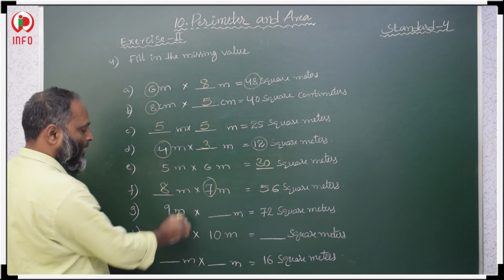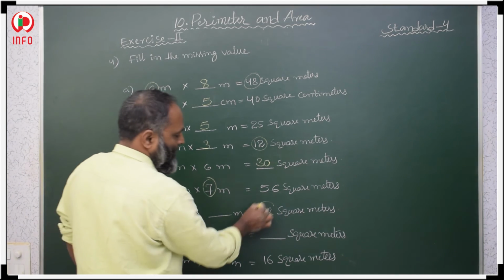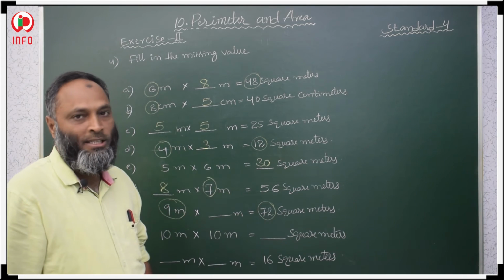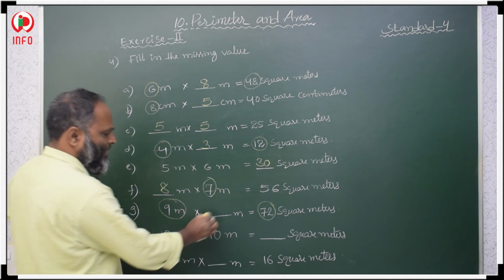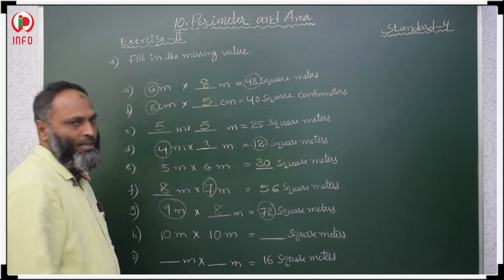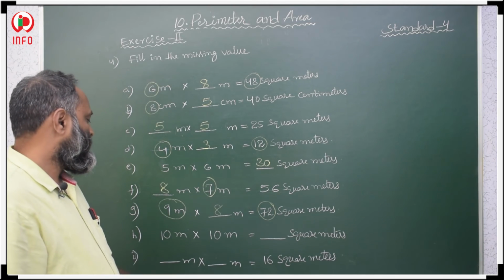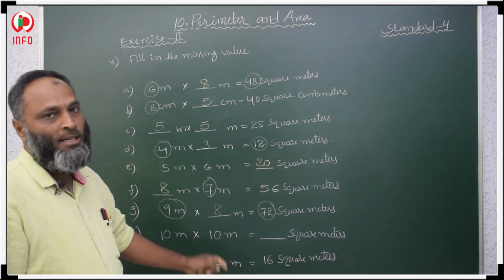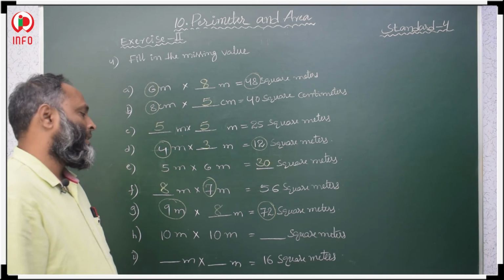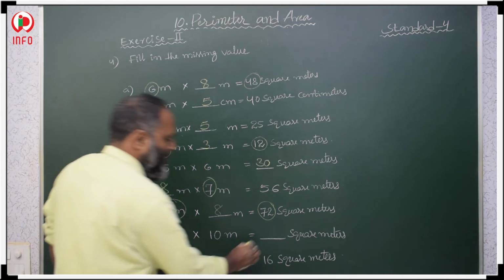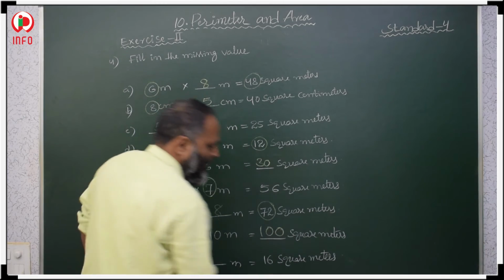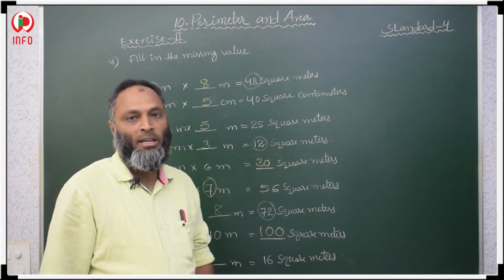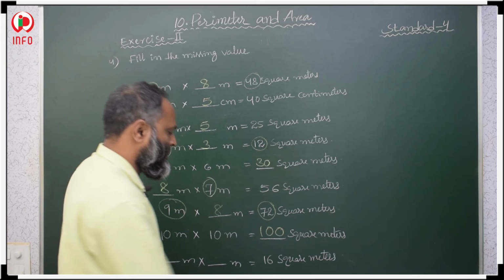Here length is given and the area is given. So what is the breadth? We have to check in the 9 table, when you get 72. 9 8s are 72, so the breadth is 8 meters. Now side and side, both are the same, are given. Then what is the area? Side into side, 10 10s are 100 square meters. Here length and breadth both are not given, the area is given, 16.